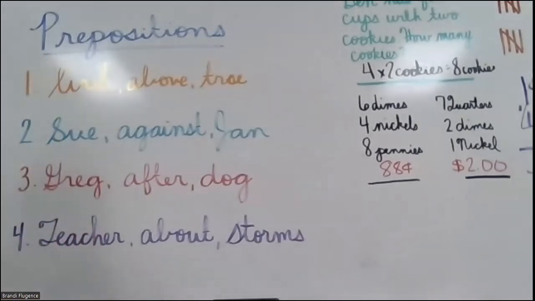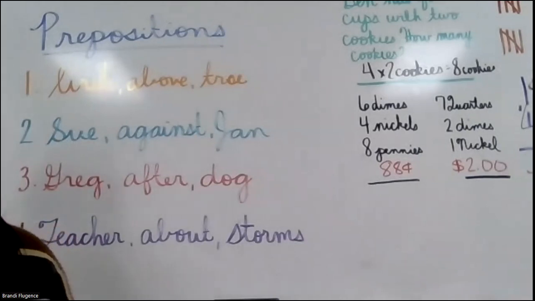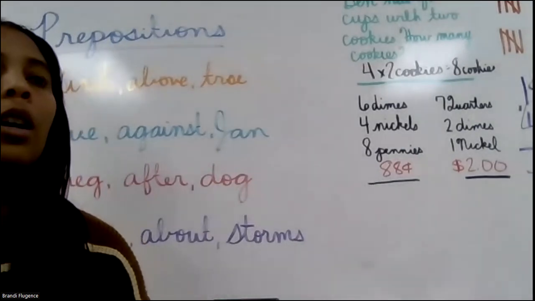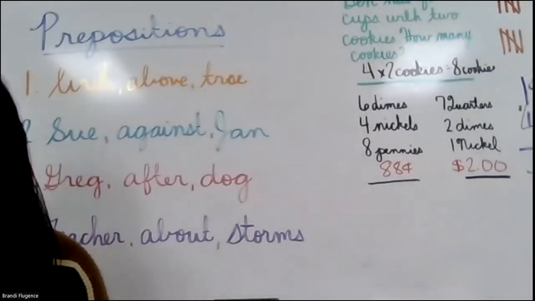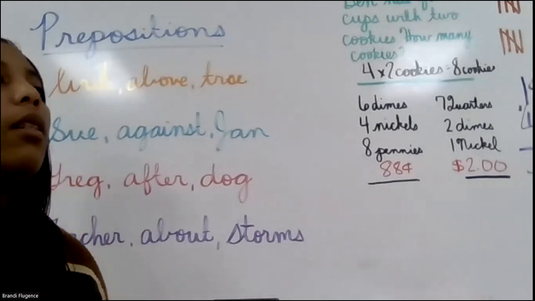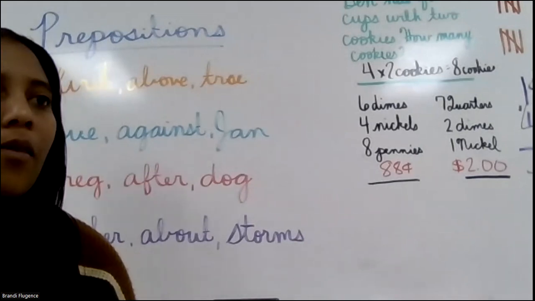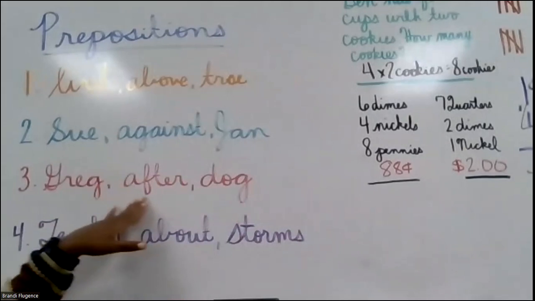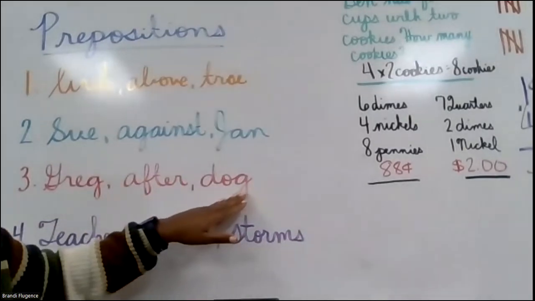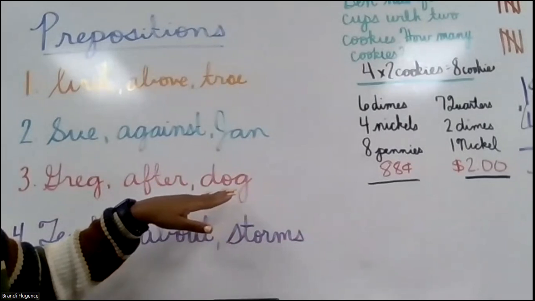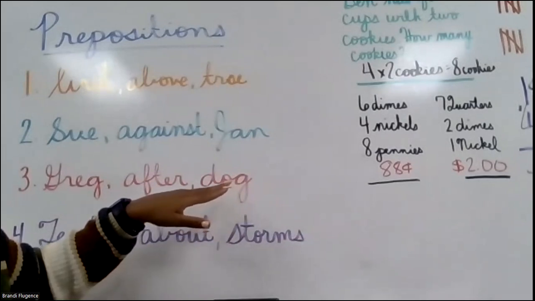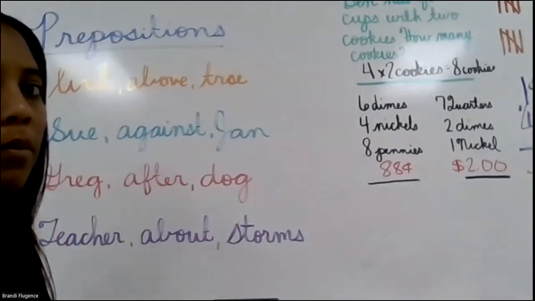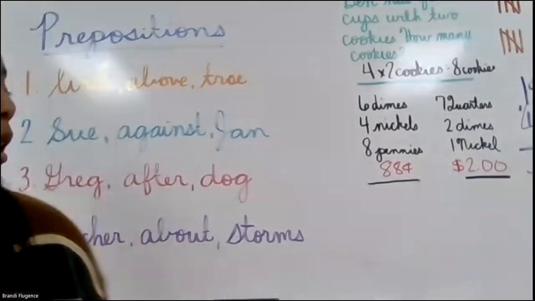Okay, let's hear Greg, after, and dog. Greg ran after the dog. Okay, Greg ran after his dog. Greg fed the dog after she ate. Greg ate, and after he fed the dog. Okay, Greg ran after his dog. Good. All right, and last one.